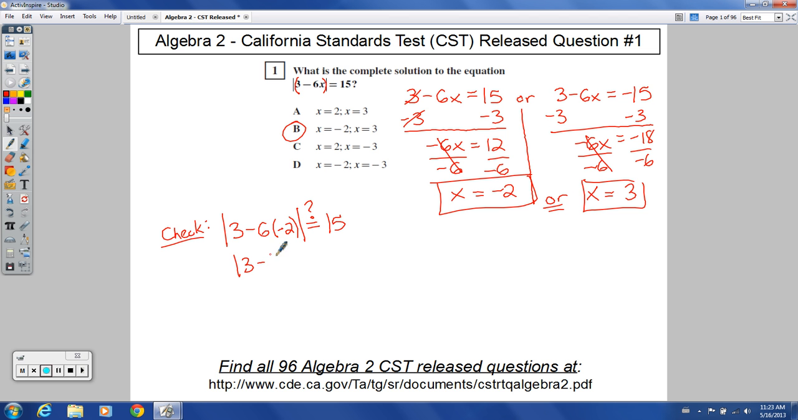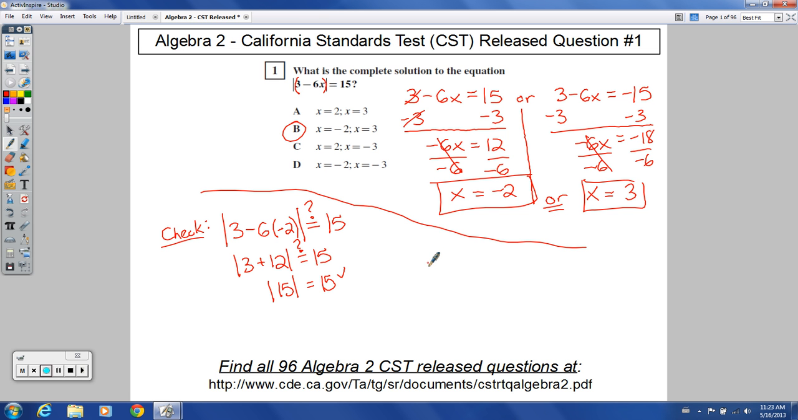And so we have 3 minus, that'll actually change to a plus right there, plus 12. So is that true? Is the absolute value of 15 equal to 15? Yes, that one checks out. So here I still didn't know until the very end. But now I know. So the check for that part is there.